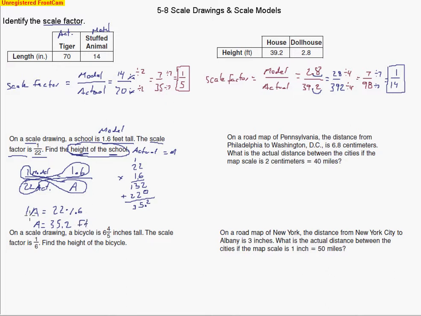So the model's height was in feet, and the actual height is in feet too, and it kind of makes sense, 35 and 2/10. This means it's probably a 2-story building. Or maybe it's just a very tall building, 1-story.